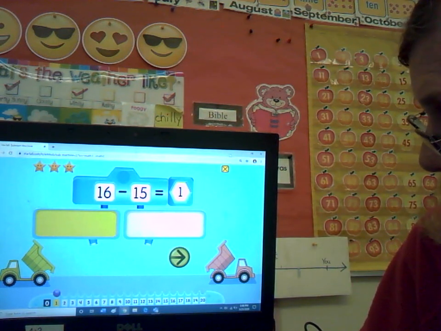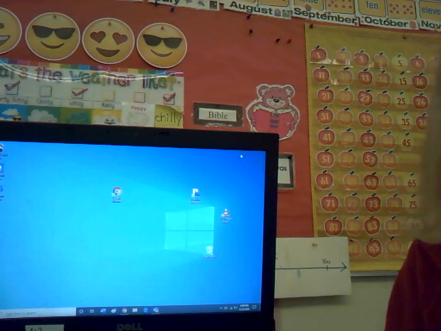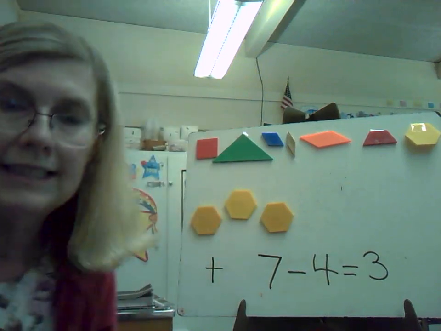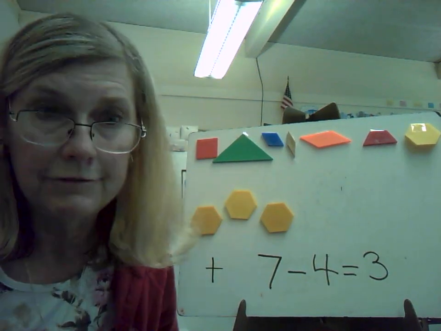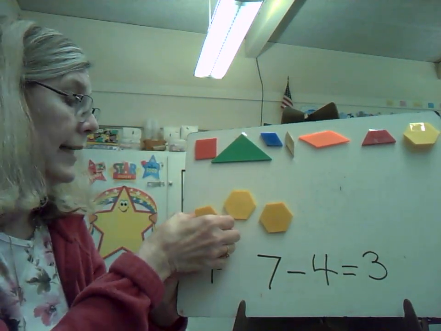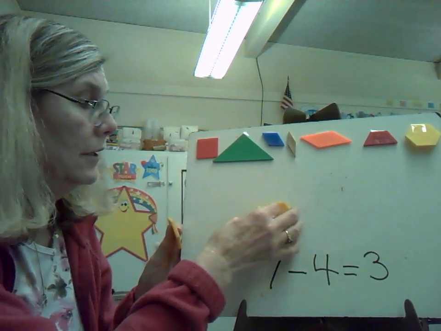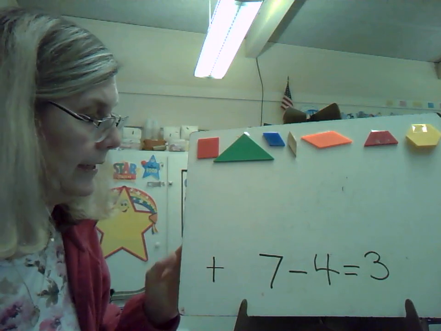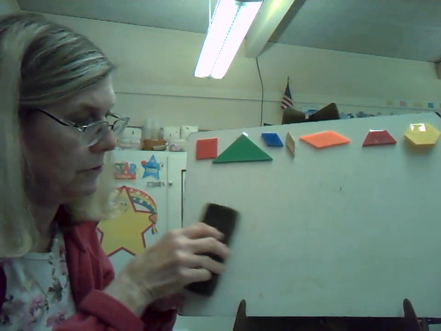Let me just go ahead and minimize this. And let's come on back over here and take a quick look at our tanogram board. I always love doing tanogram puzzles. Let's go ahead and take down the rest of these hexagons, and let's erase 7 minus 4 equals 3. And we are going to do a tanogram puzzle.